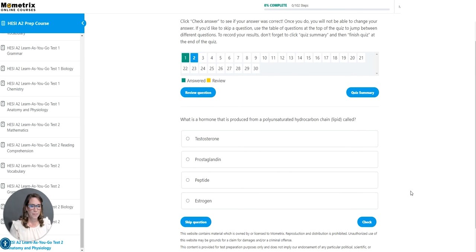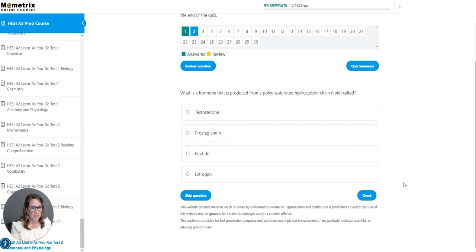All right, question number 2. What is a hormone that is produced from a polyunsaturated hydrocarbon chain, or a lipid, called? We've got testosterone, prostaglandin, peptide, and estrogen.